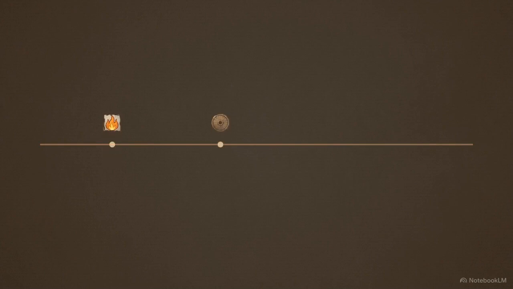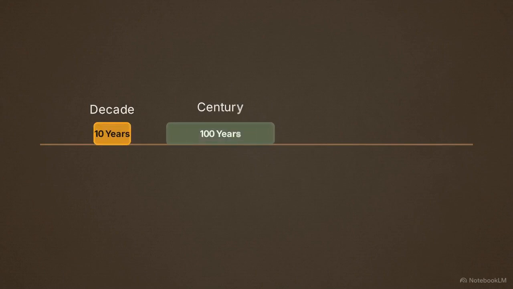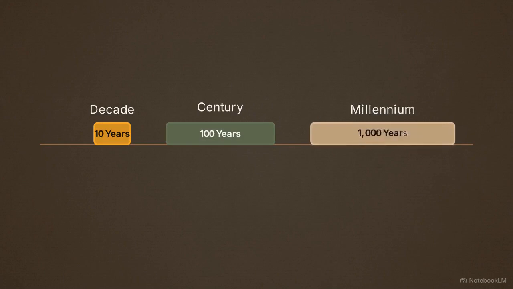To manage these vast periods of time, researchers rely on a structured spatial framework. This animated timeline is a straight horizontal axis that plots out events in strict sequential order. For immense stretches of history, we measure in distinct blocks. A decade spans 10 years, a century covers 100 years, and a millennium groups 1,000 years together.